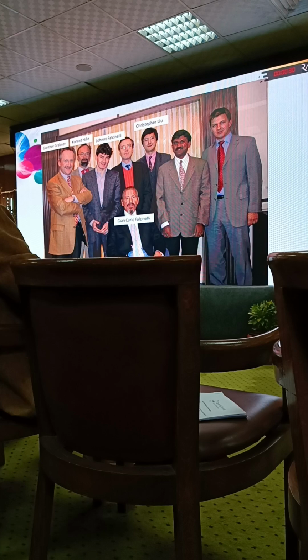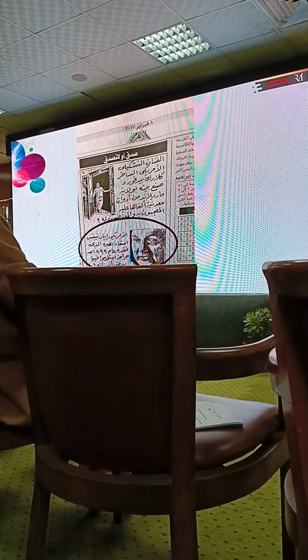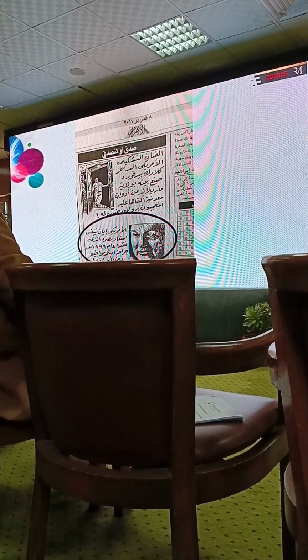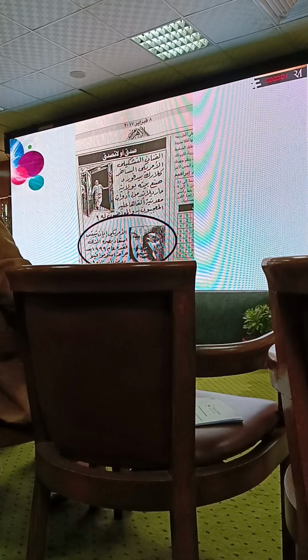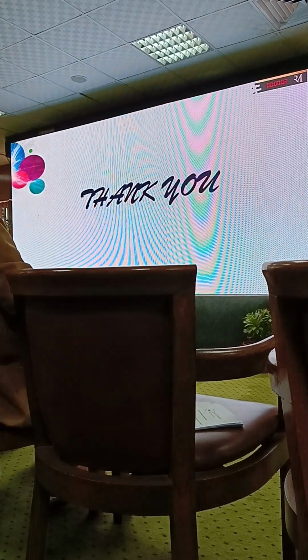So, the last slide. Okay, this is from Al-Ahram newspaper, 2017. Believe it or not, they actually published a picture of one of the patients of Christopher Liu, where this patient was following up in the UK. They were stating that this patient had restored his vision through having a tooth.